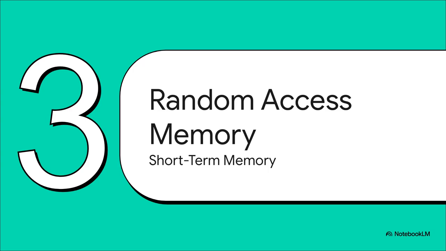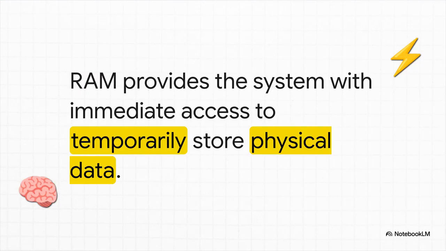All right, Section 3, Random Access Memory. You can think of random access memory, or RAM, functionally as the short term memory of our 8-bit brain. Just as you hold numbers in your head while doing mental math, the computer needs a dedicated physical space to temporarily hold the data it's actively working with.